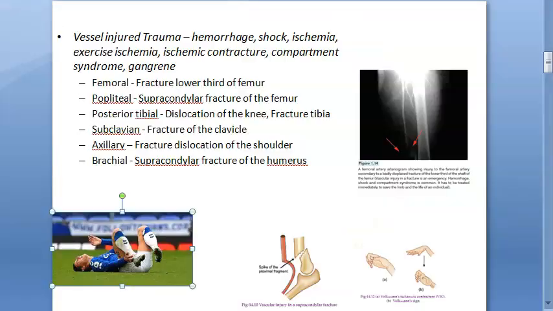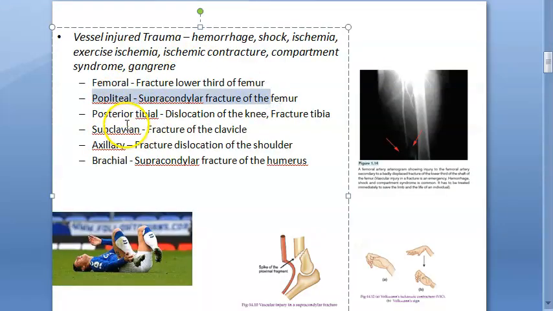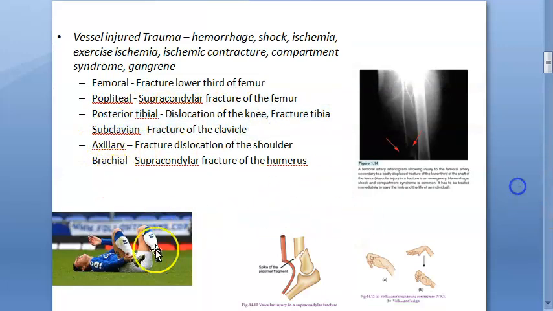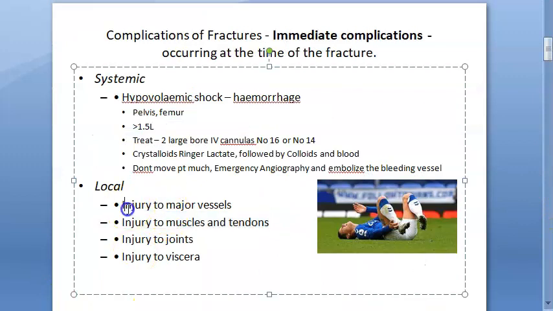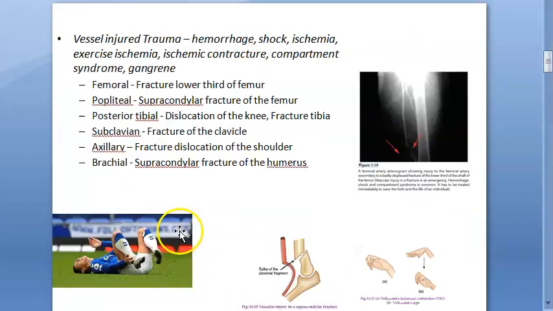Then what else did you see? Popliteal artery, then tibia, dislocation of knee, they're talking about the posterior tibial artery, subclavian, subclavicle, okay? All these arteries you will mention, correct? How exactly will you treat this injury to major vessels?